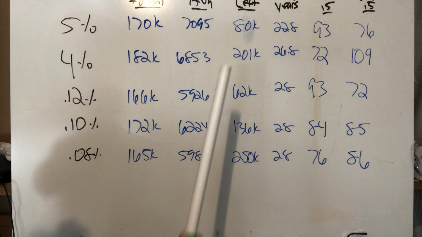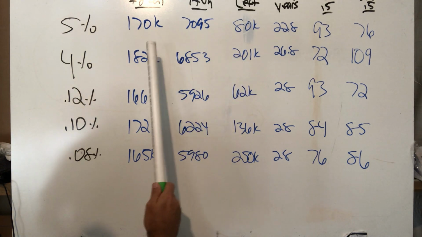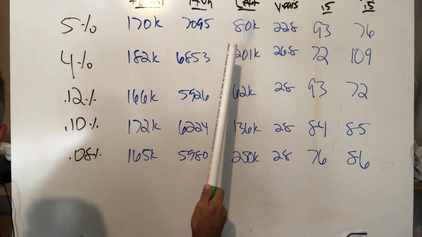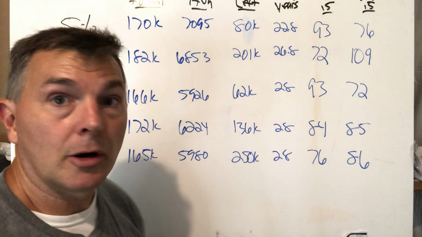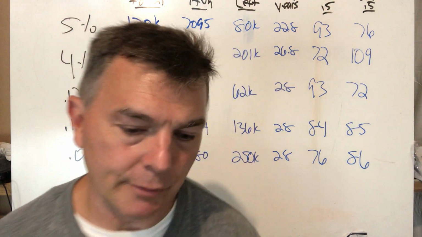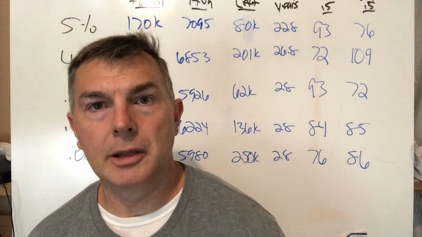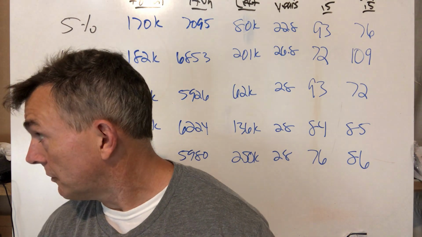All right, so then how much we had left? In the 4% rule, not only did we take more money out, but we had $201,000 left in our portfolio. Again, that's on average, the remaining amount left in the portfolio.